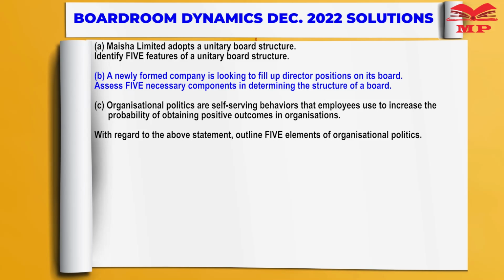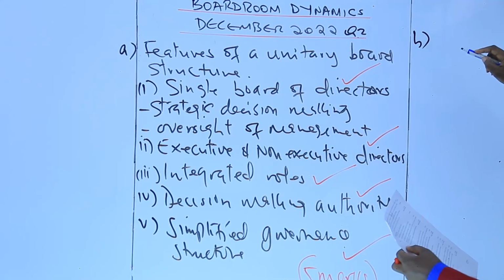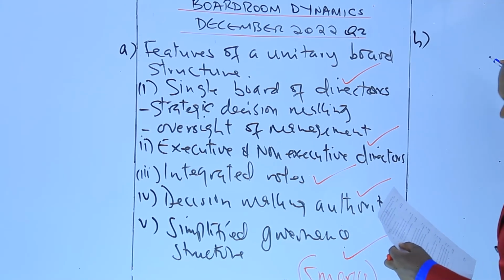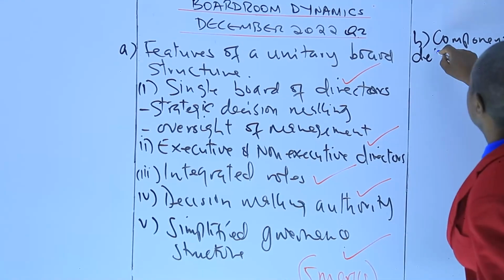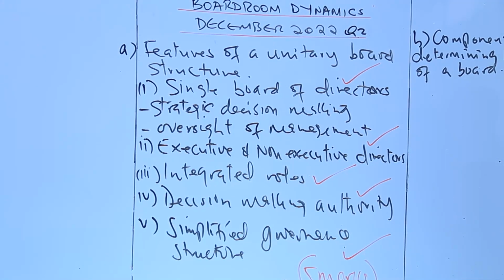Part B reads, a newly formed company is looking to fill up director positions on its board. Assess 5 necessary components in determining the structure of a board. Part B. The question is, components in determining the structure of a board.